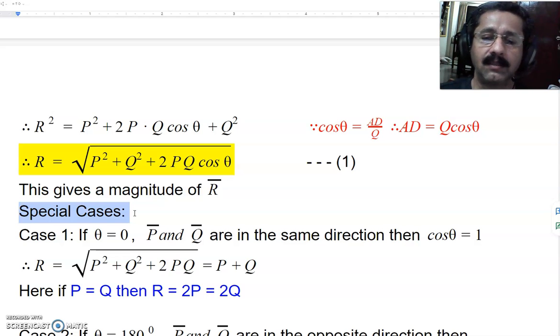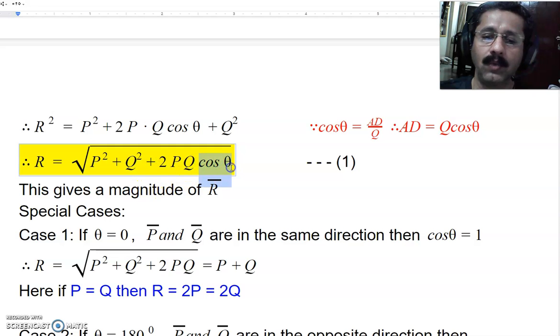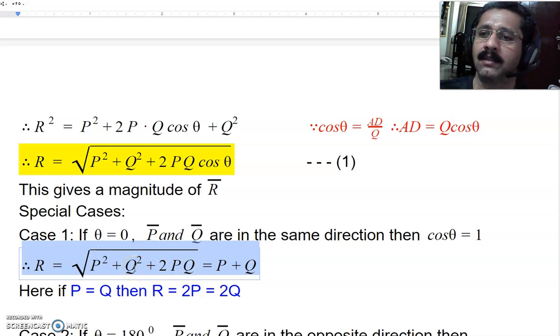Special cases means the cases which are actually known to us even before knowing this particular formula, that supposing if the two vectors P and Q are in the same direction, then you simply have to add them up. So if theta is equal to 0, then vector P and vector Q are in the same direction. Cos of theta is equal to 1, and therefore in this equation number 1 of mine, if I put cos theta equal to 1, it would give me R is equal to root of P squared plus Q squared plus 2PQ, which in fact is equal to P plus Q the whole bracket squared.